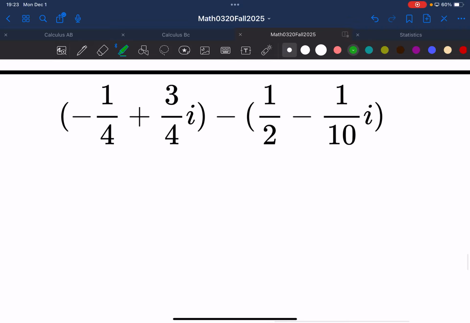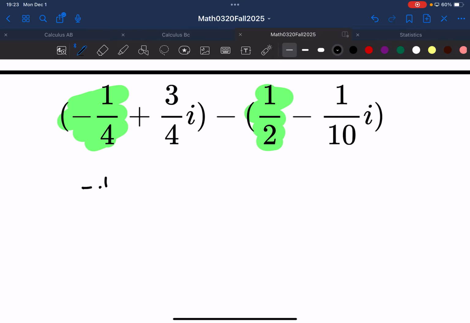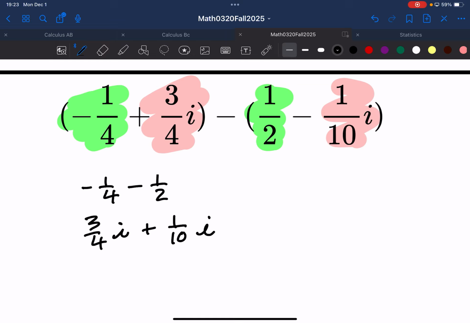Okay, and so on this one, we're now subtracting them. So I have negative 1/4 minus 1/2. So negative 1/4 minus 1/2. And then I have 3/4 i minus a negative 1/10 i. What's going to happen with that minus a negative? Plus, so this is 3/4 i plus 1/10 i. Okay, so in order to combine these terms, I'm going to need a what?